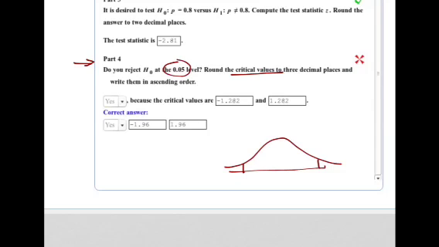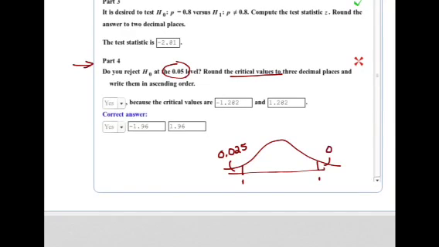And because this is a two-tail test, we have two critical values. We have one here and we have one here. So we had 0.05, that's the total area in the tail, which means that half of it goes into the left-hand tail and half of it in the right-hand tail. So I just divided that 0.05 by 2 to split it between the two tails. So now we want to find our critical values.